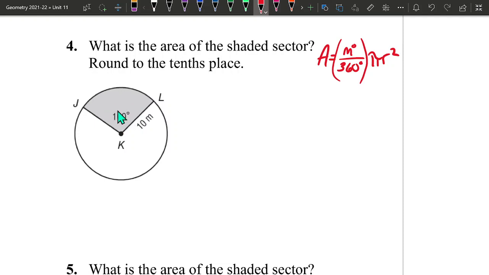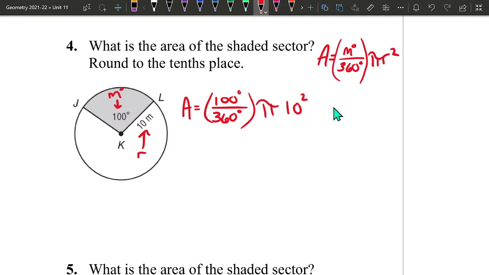The shaded sector. A sector is just a section of a circle. So this 100 degrees, that's m, because it's in degrees. And I see that 10 is the radius. So the area equals 100 degrees over 360 degrees times pi 10 squared.